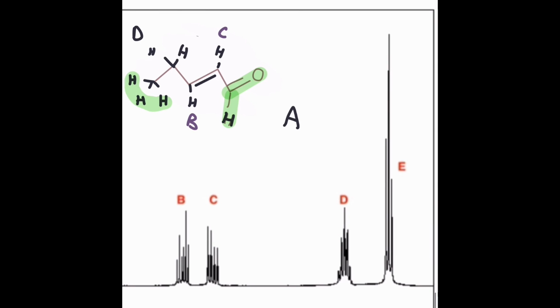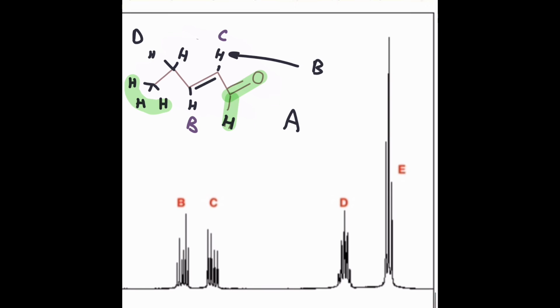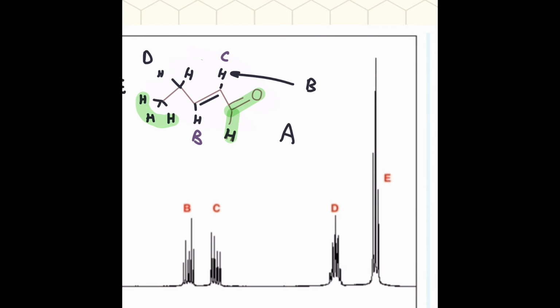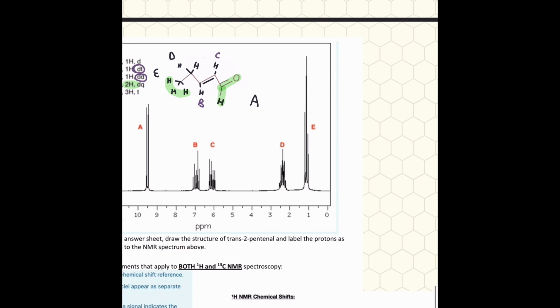Initially, when I did this, on my answer sheet, I made this one B, because I was like, oh, it's close to the oxygen, so it's more downfield, but the coupling is the stronger indicator.